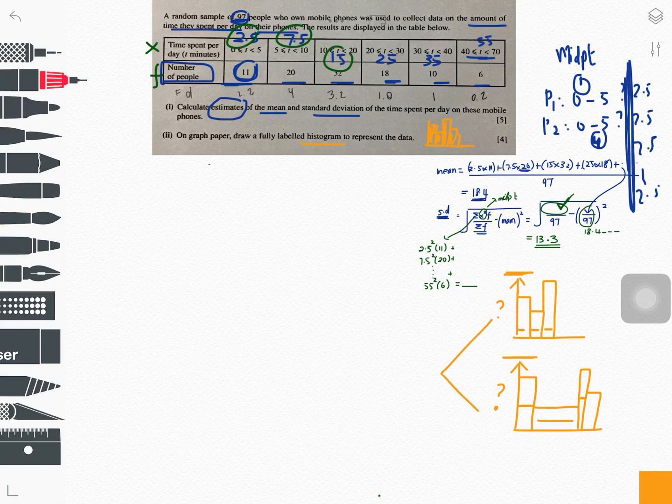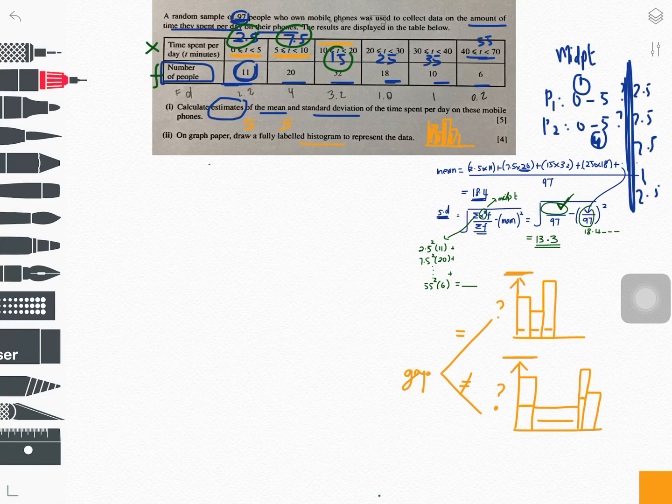To do this, the first idea is: is the gap the same or not the same? That's what you have to check. So let's go and check the gap. I'm checking the gap. Fine. From 0 to 5 here, what is the gap? 5. From 5 to 10, what is the gap? 5. Oh, looks the same.